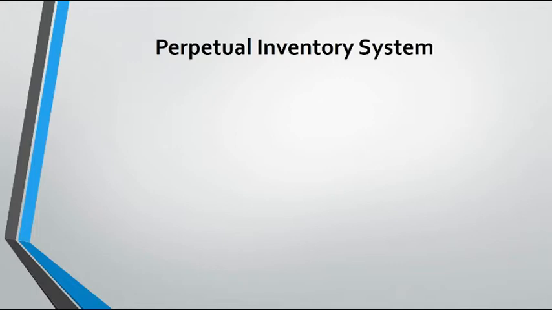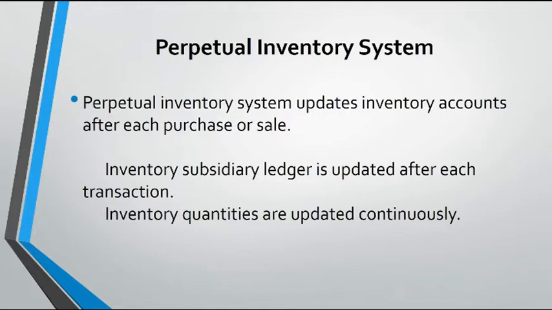So what is a perpetual inventory system? So this is what we call perpetual method. So a perpetual inventory system updates inventory accounts after each purchase or sale. So inventory subsidiary ledger is updated after each transaction. So inventory quantities are updated continuously.